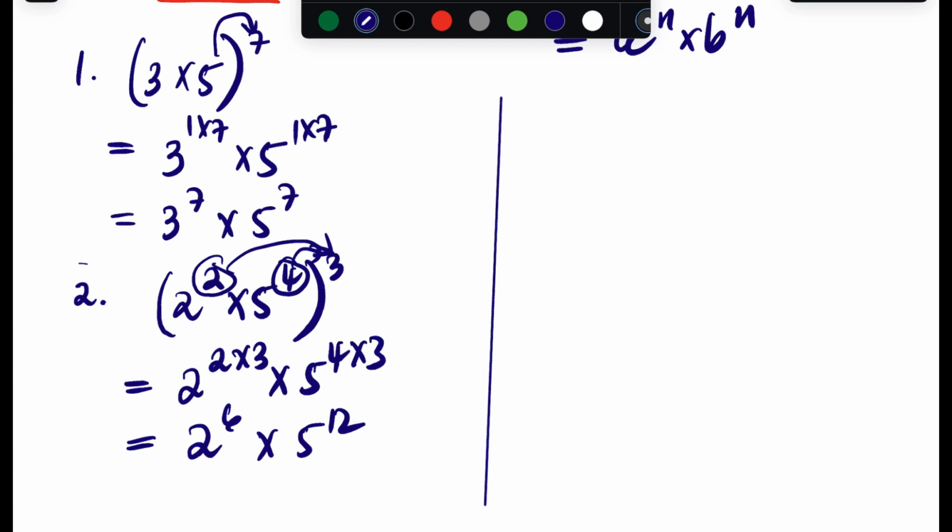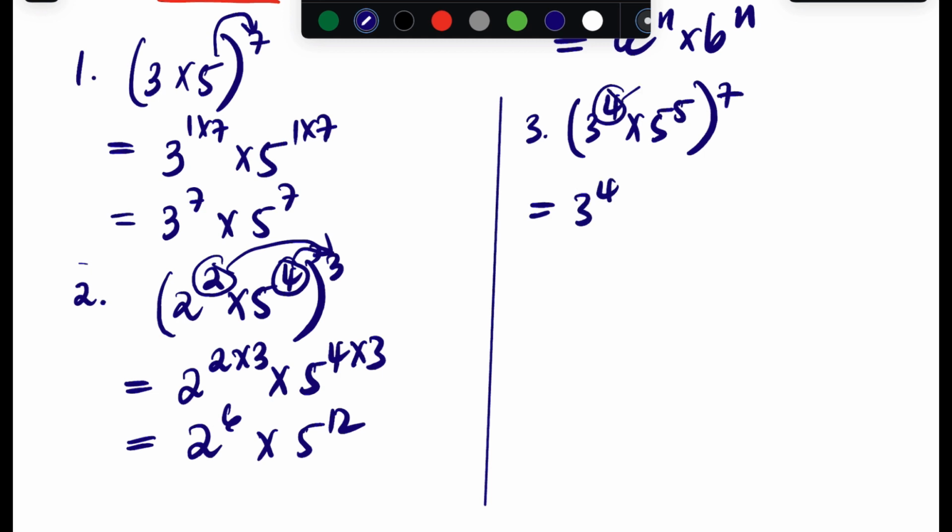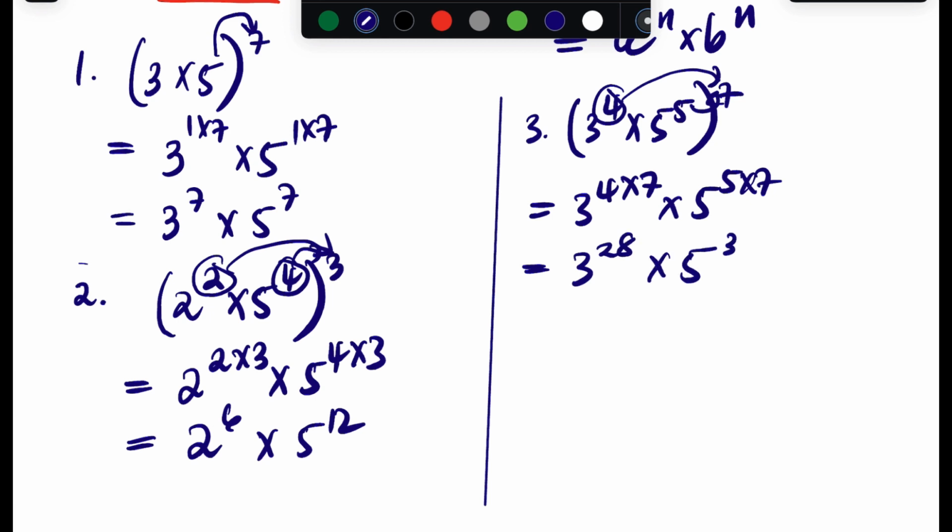Let's look at this one now. If we have 3 to the power 4, times 5 to the power 5, and then all to the power 7. So we'll put the 3 to the power 4. That power will multiply with the outside power, times 7, and then we have 5 to the power 5, we times by 7 as well. So it's going to be 3 to the power 28 times 5 to the power 35. You leave it like that. Let's look at number 4 now.